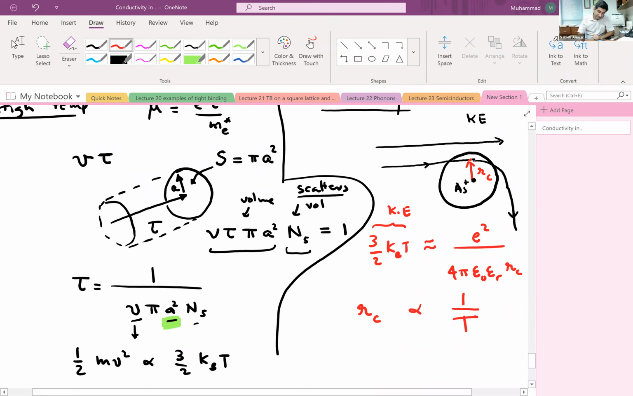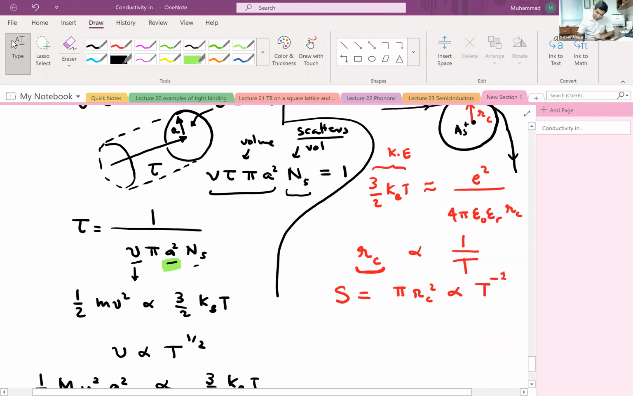But what I really need is, now how does this RC depend upon T? So the scattering area is pi RC squared, which is going to be proportional to T raised to minus 1, minus 2. But my V thermal is also, the energy is also dependent on the speed. So this is proportional to, as I've already seen, T raised to 1 by 2.